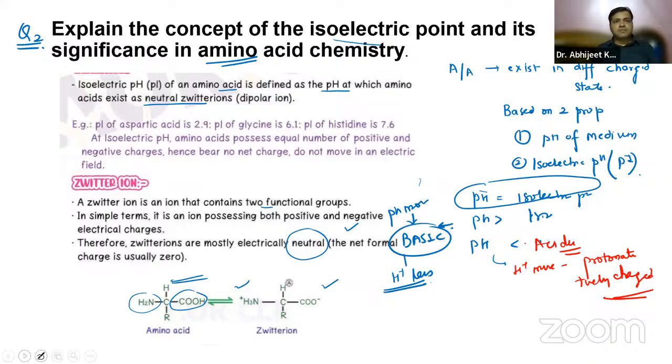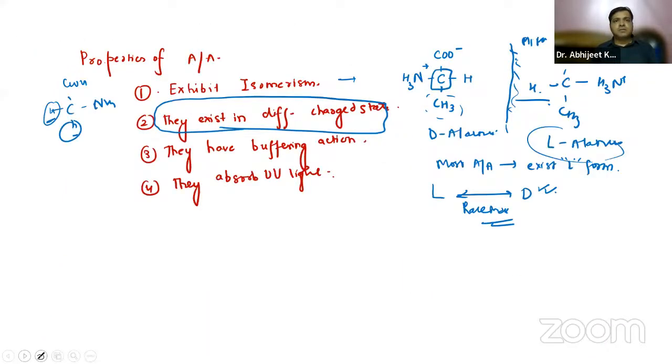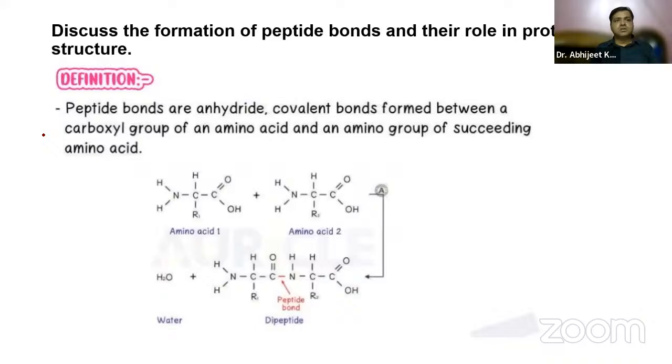Now, that was the second part. Coming on to the third question, guys. Discuss the formation of peptide bonds and their role in protein structure. Now, when I say peptide bonds, they are N-hydride covalent bonds formed between the carboxylic group of an amino acid and the amino group of the succeeding amino acid.